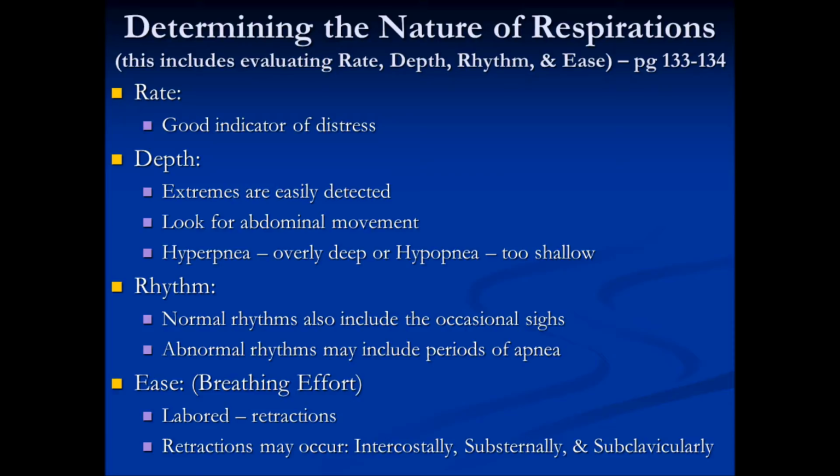We'll also look at the rhythm. Normal rhythms will include an occasional sigh. It's more prevalent in the neonate and pediatric population, but also seen in adults. Abnormal rhythms may include periods of apnea, which is very common in the pediatric community, especially neonates. You will be looking at them, and one moment you see chest rise, and the next moment you don't. Even though it's commonplace, it is still considered an abnormal rhythm to have periods of apnea.